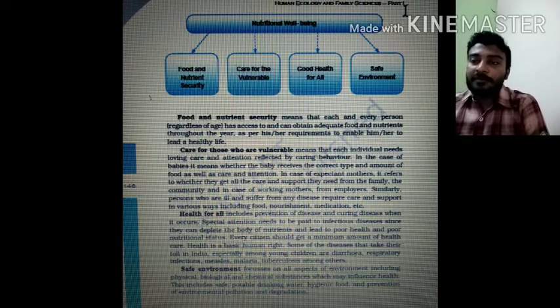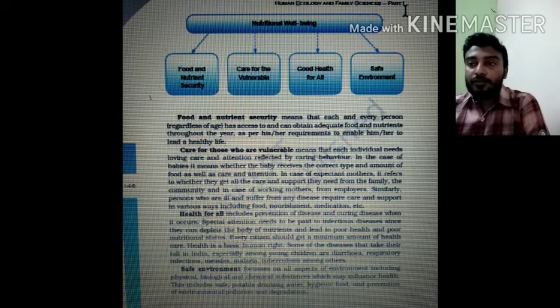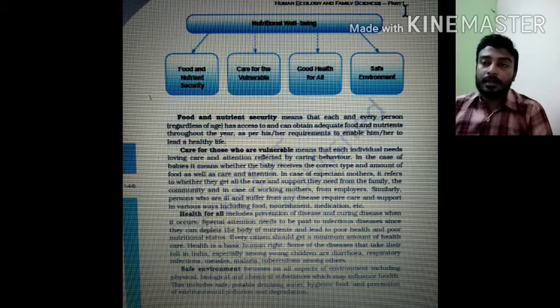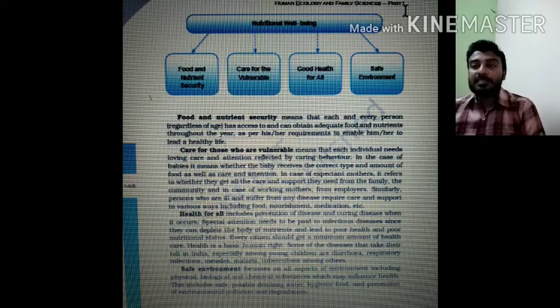Now, health for all. It includes prevention of diseases and curing diseases when they occur. Special attention needs to be paid to infectious diseases, since they can deplete the body of nutrients and lead to poor health and poor nutritional status. So health for all includes prevention of diseases. That's why every citizen should get a minimum amount of health care. Health is a basic human right.